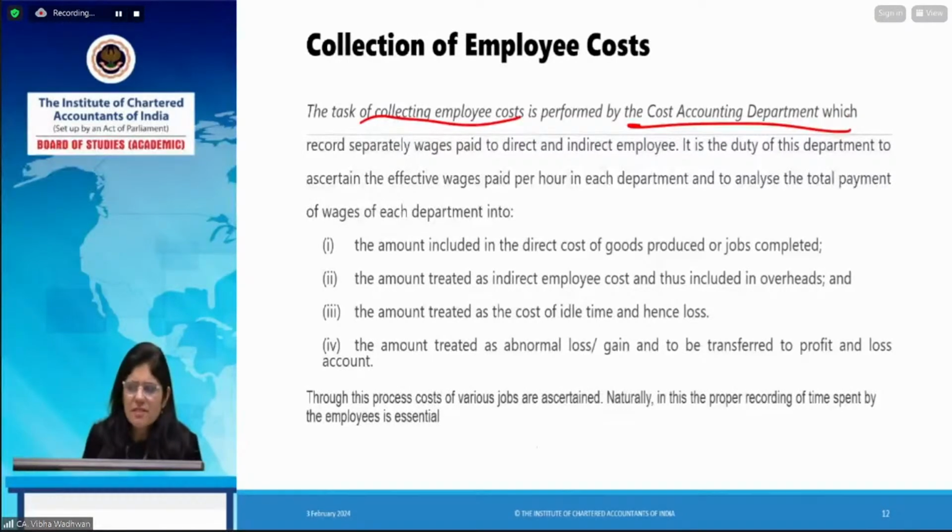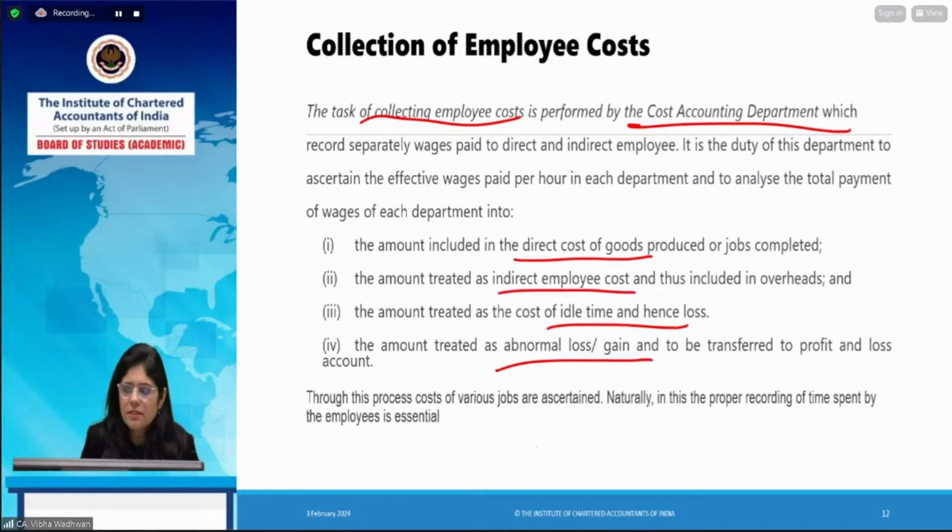So we have discussed the cost accounting department basically classifies the cost. They accumulate the cost and then classify it into direct cost and indirect cost, and then the idle time cost, and any abnormal gain or loss, they're transferred to the profit or loss account. So all this costing, classification and recording of cost is done by the cost accounting department. All right.